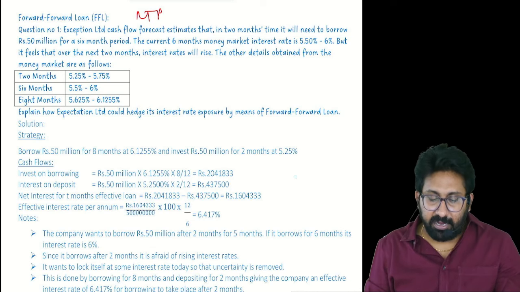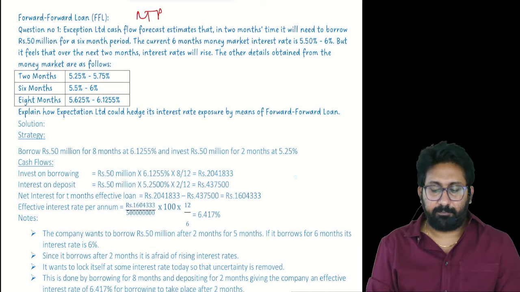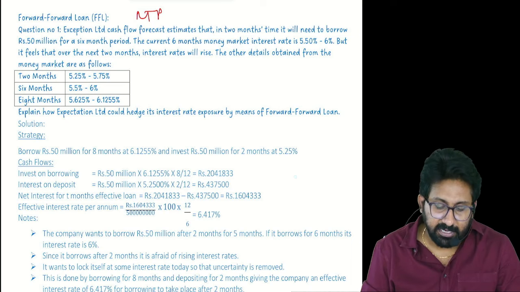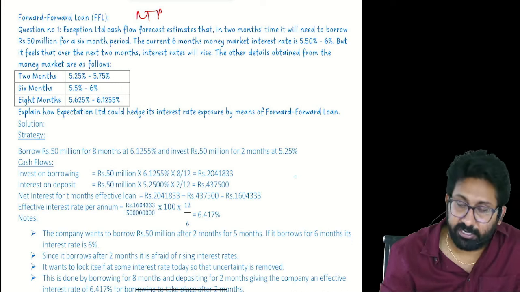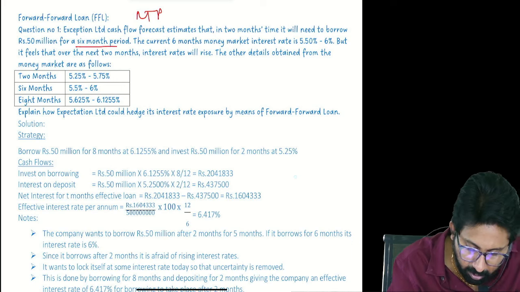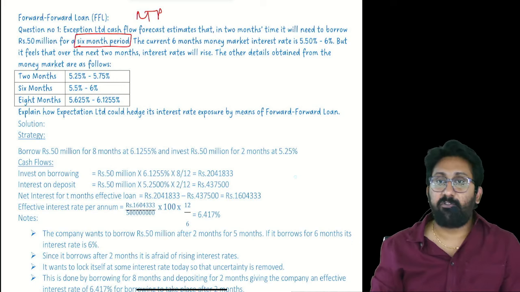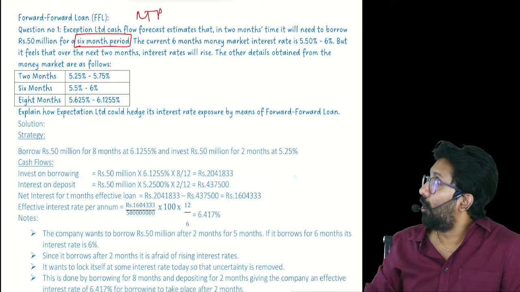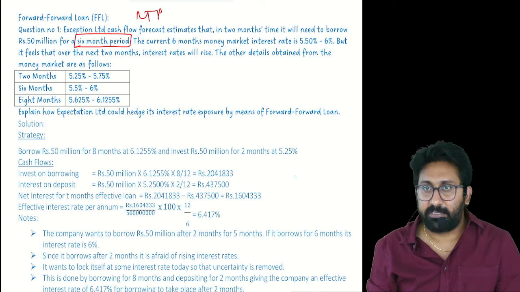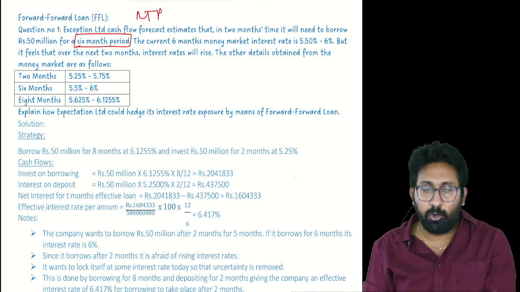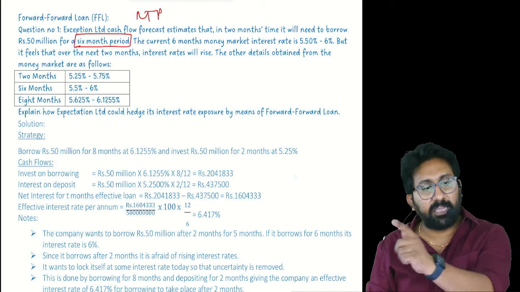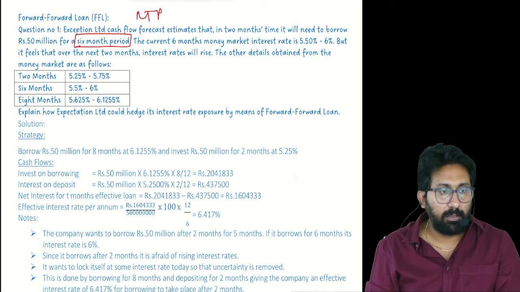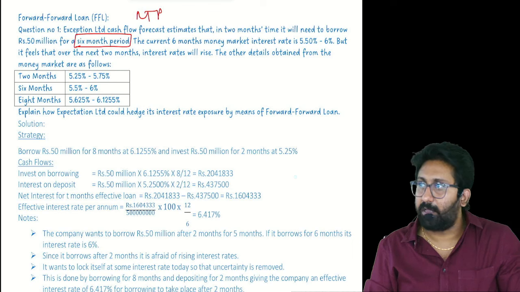Current 6 months money market interest rate is how much? First tell me, I want a loan for how many months? Loan I require for 6 months. Now tell me, when I go to the bank for a 6 months loan, how much are they quoting? 6 months interest rate is how much?